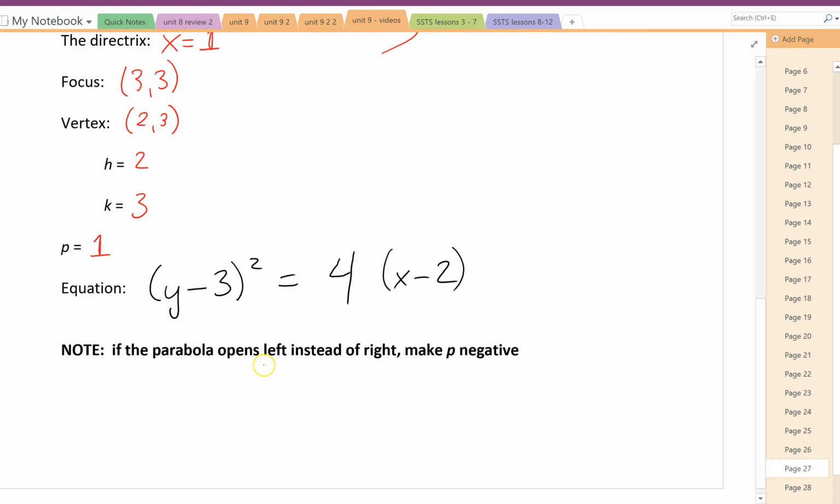The last thing is if the parabola opened to the left, in other words, if the parabola did this instead of what it's doing above, and like the focus was right here and the directrix was right here, if that were the case, p would have to be negative, but since the parabola above opens to the right, p stays positive.